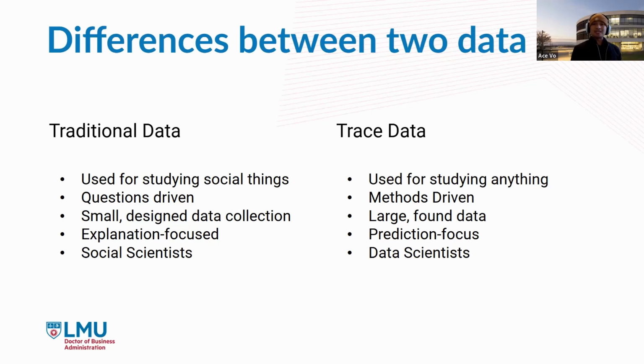However, trace data is more prediction-focused. We're collecting data and then trying to predict what happens next. Traditional data are usually used by what we call social scientists. Trace data, a lot of people call it data scientists. But these days, these two terms can be merged together.